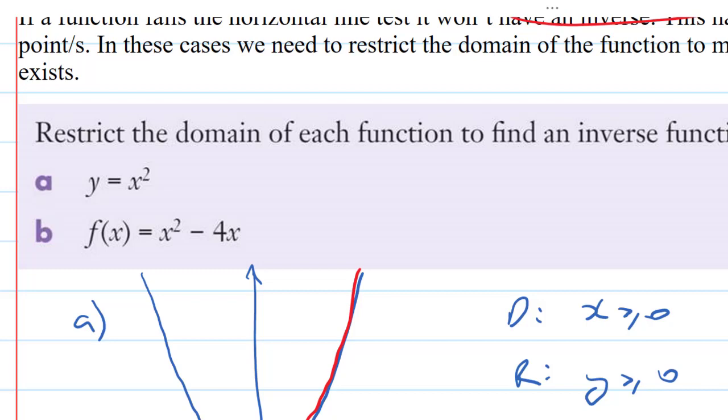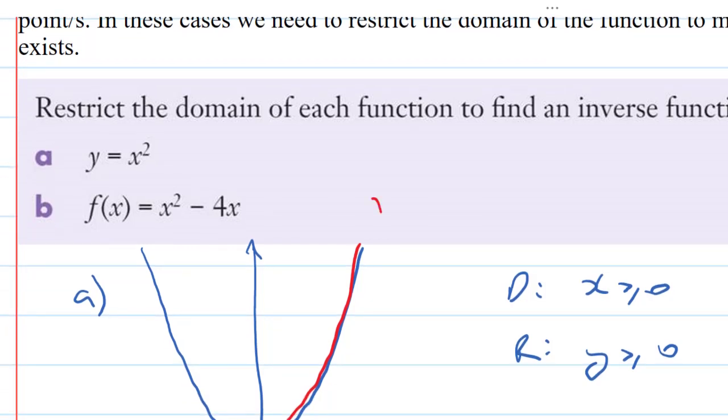So when I reflect it, that's f, and this one here is f inverse. You said it has to be bigger than 0, so the other one's going to be the same. That looks like a square root. It is, because y equals x squared; take the inverse, x equals y squared, so y equals the square root of x.